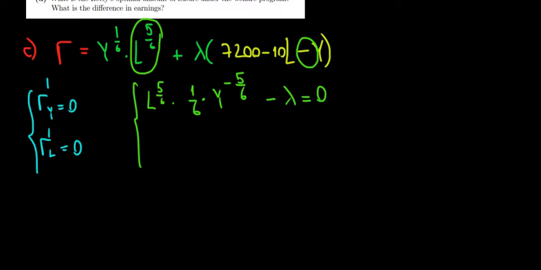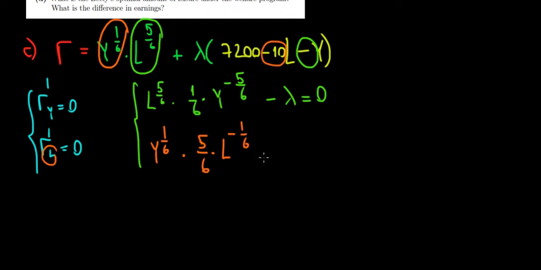Now this said, we do it also in the second case when we differentiate with respect to L, meaning that L is going to be the variable, y is the constant. So let's write the constant first. Y to the power of 1 over 6 times the derivative of L to the power of 5 over 6 is 5 over 6 times L to the power of 5 over 6 minus 1. That's minus 1 over 6. And over here, if we differentiate this expression with respect to L, we have only the constant of minus 10 times lambda. So minus 10 lambda equal to 0.